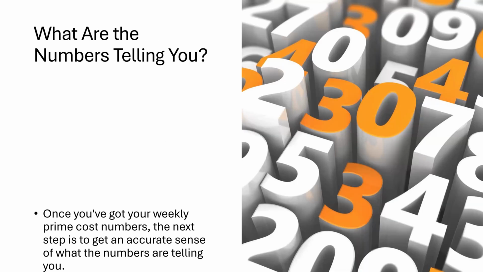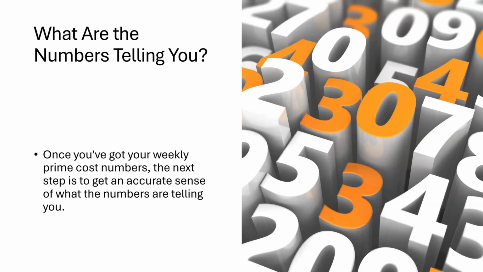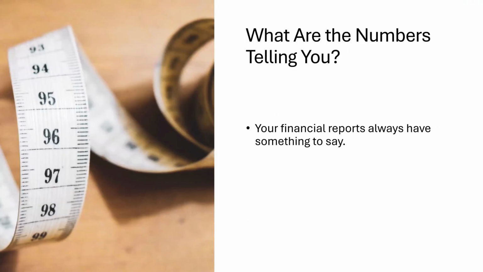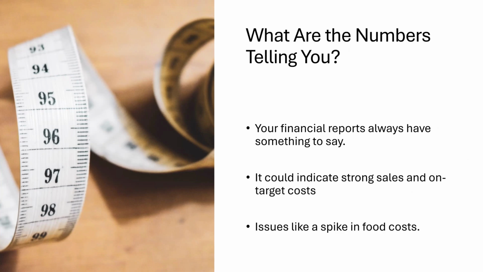What are the numbers telling you? Once you've got your weekly prime cost numbers, the next step is to get an accurate sense of what the numbers are telling you. They always have something to say, and it could indicate strong sales and on-target costs for sure. But it can also show issues like a spike in food costs, or maybe somebody just made an error. We need to check that, because if that error is not caught and we continue to go down that path, then somewhere along the line, something's not going to look good. So we have to make sure we've got accurate data.